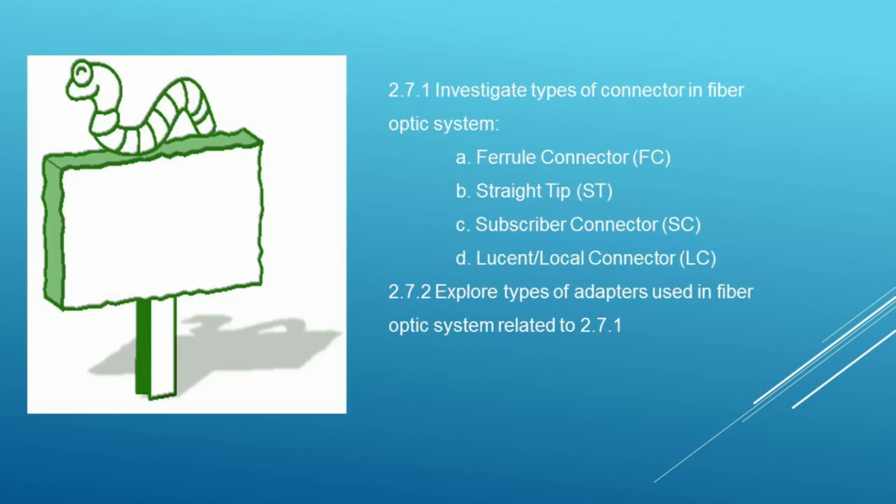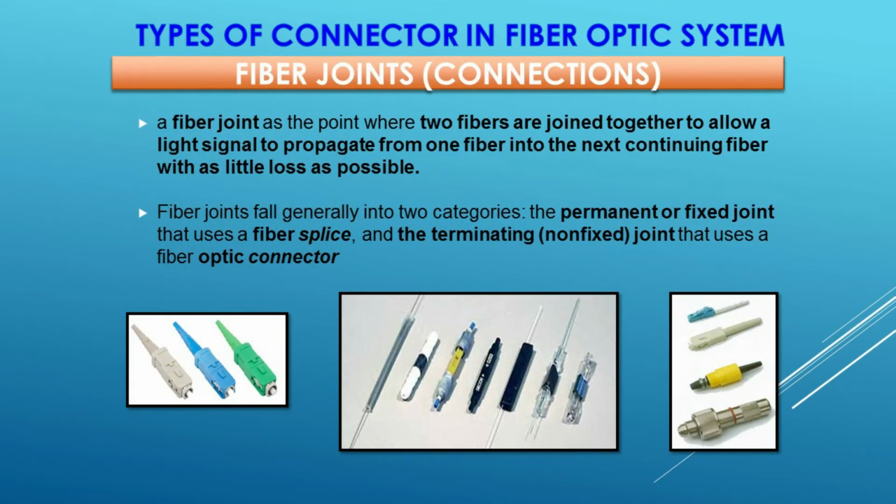2.7.1 Investigate types of connector in fiber optic system. A. Ferrule connector, FC. B. Straight tip, ST. C. Subscriber connector, SC. D. Lucent local connector, LC. 2.7.2 Explore types of adapters used in fiber optic system related to 2.7.1. Types of connector in fiber optic system.